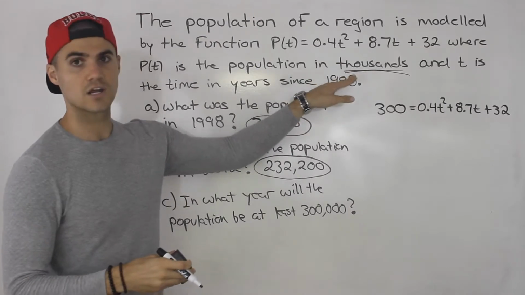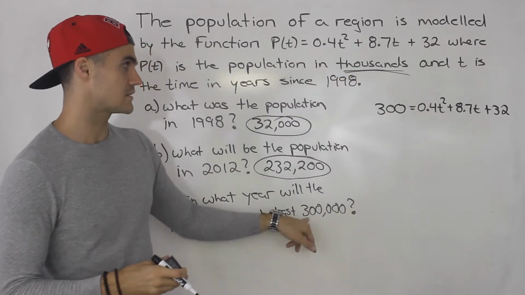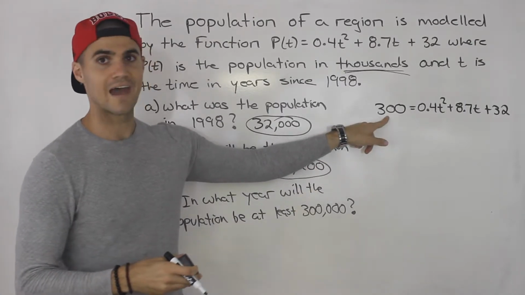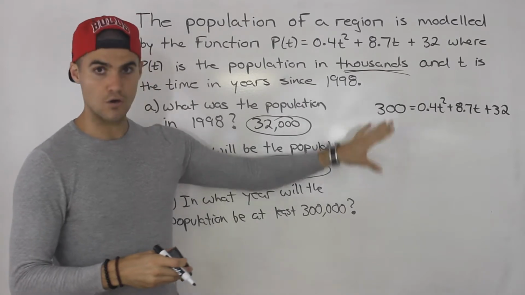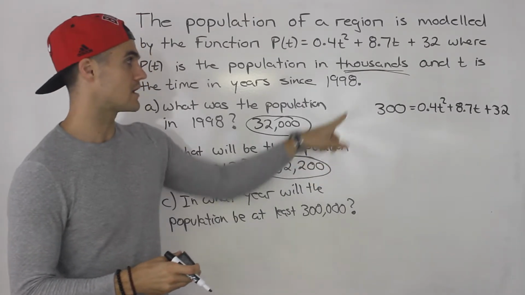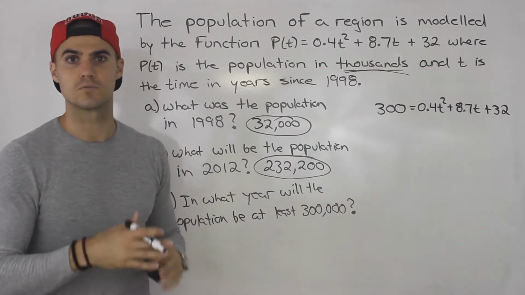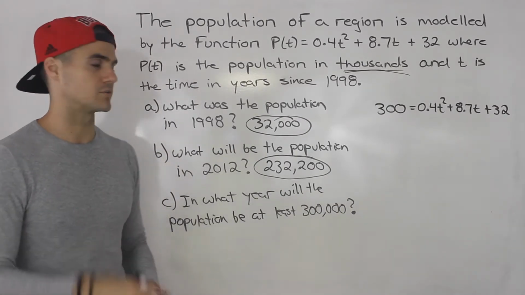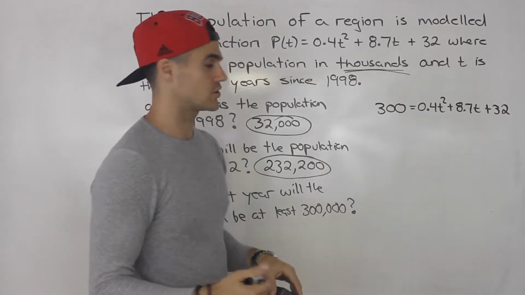Right? So be careful with these types of questions when you're plugging in that population. If it's in millions, you got to divide it by a million. If it's in thousands, you got to divide it by 1,000, like in this case, and you plug in that number that you get. And then on the other side, if you solve for the population, you got to multiply it by whatever it's expressed in. So in this case, we multiply it by 1,000, but if it would be expressed in millions, multiply it by a million. And then from here, this just becomes a quadratic equation to solve.